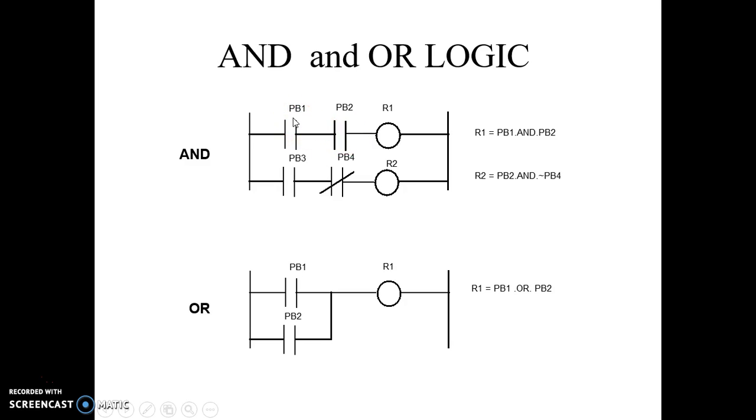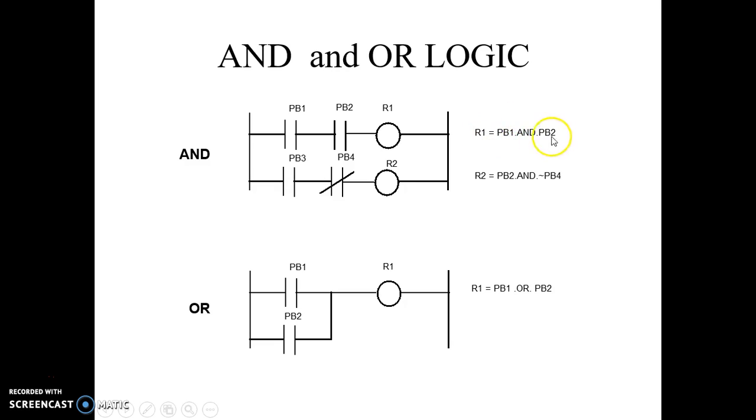So in the first rung, this is a rung in the ladder, or a line or statement, as we understand it in a programming language. This is the first component, push button 1, and this is push button 2. These are the statuses of the push buttons. Both are normally open contacts. When both push buttons are pressed simultaneously, then and only then will it give an output.